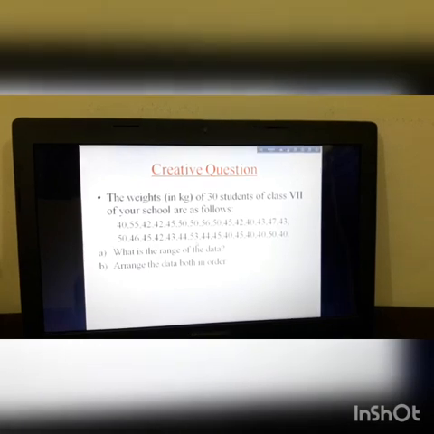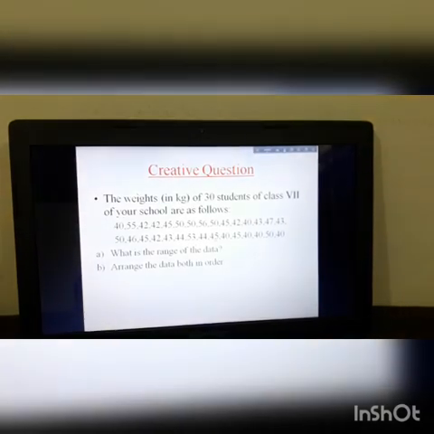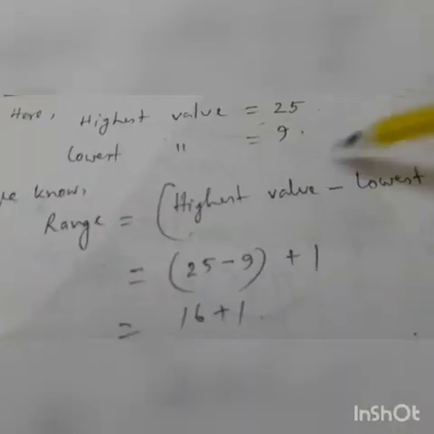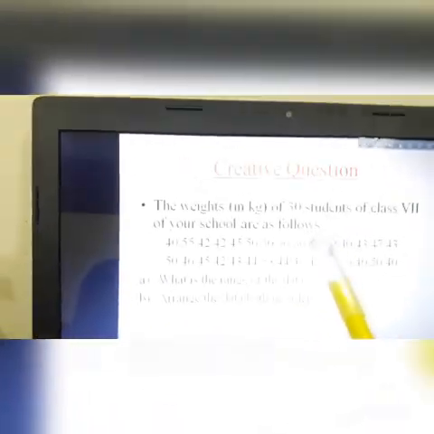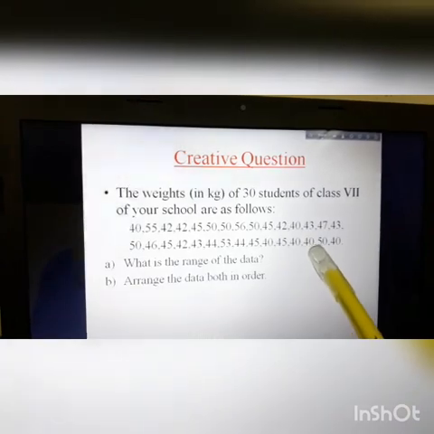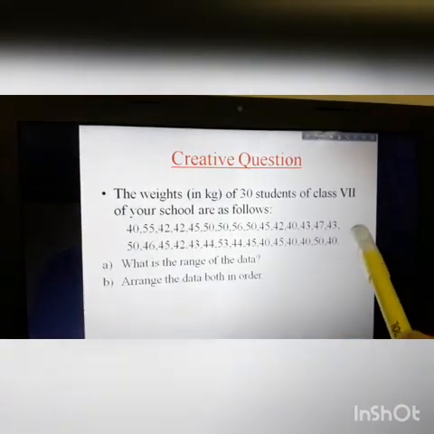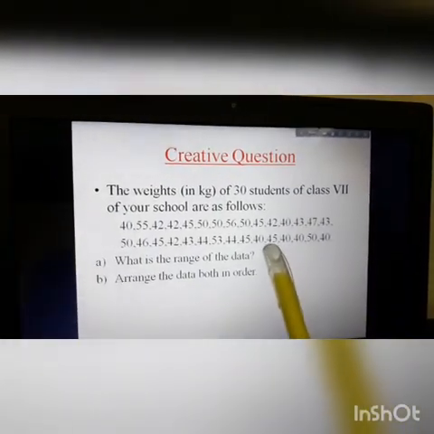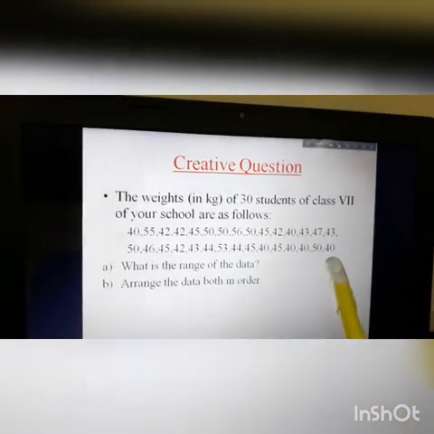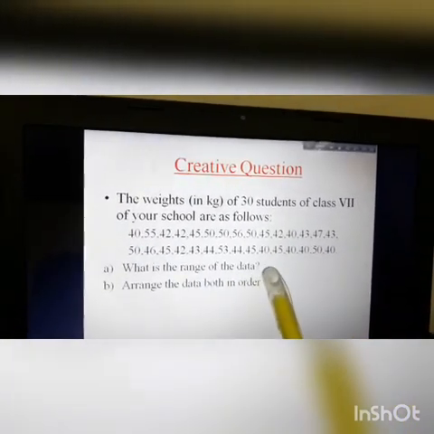Now, part A: what is the range of data? We know the formula to determine the range: range equals highest value minus lowest value. Firstly, you must select the highest value and the lowest value from the given data. Then subtract the lowest value from the highest value and add one to the difference, and you will get the range.